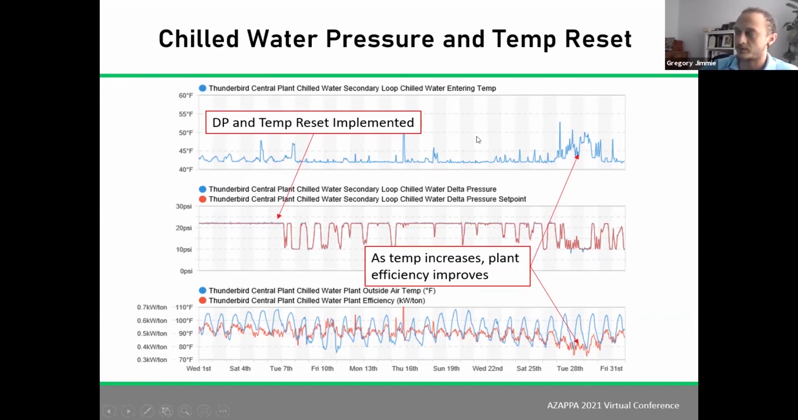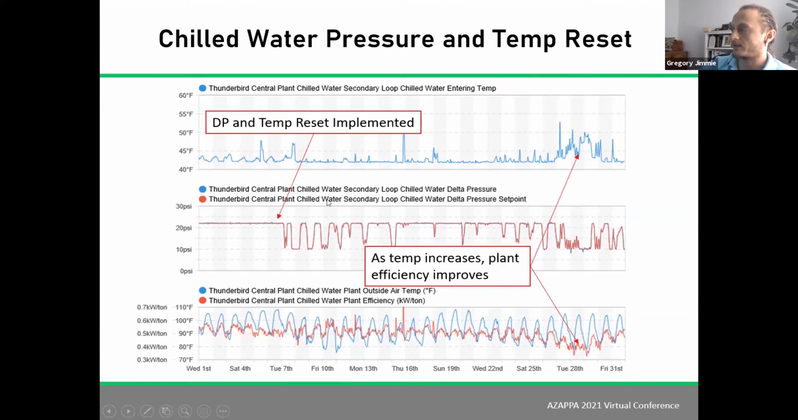So I've got represented a hospital here in Phoenix where we implemented both of these resets. And this is in August. You can see the bottom graph here, the blue lines, we're consistently getting above 100 degrees every day. The red line is chiller plant efficiency. This is total chiller plant energy and efficiency in kW per ton, not just chillers, so it's accounting for towers, fans, pumps and everything. The middle line here is the system pressure differential set point. And the top graph is the current chilled water temperature.